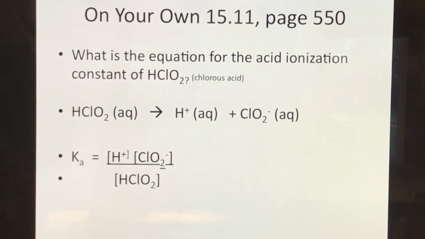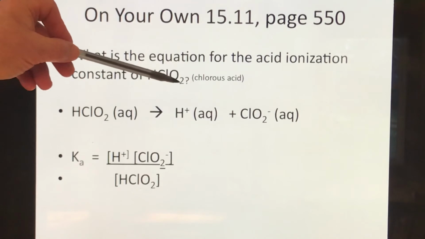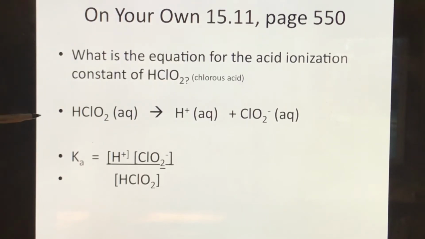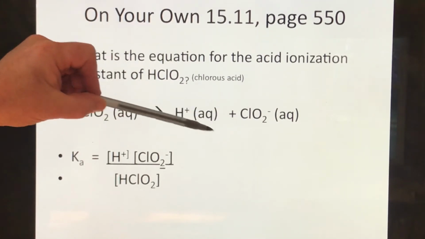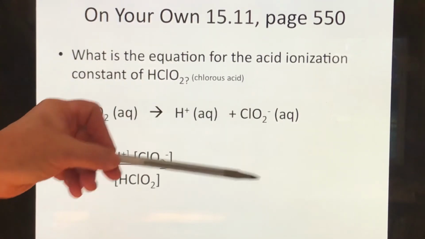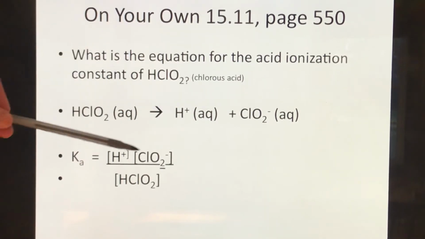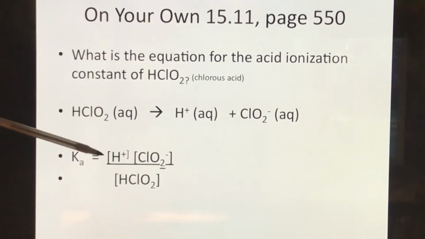All right, let's look at On Your Own 15.11. What's the equation for the acid ionization constant of this HClO2, that's chlorous acid? So first we know that the hydrogen is going to dissociate from this other part of the molecule. And then now that we have it dissociated, we know these two parts would go in the numerator, with the brackets around them being the concentration of, and then the reactant would go in the denominator.